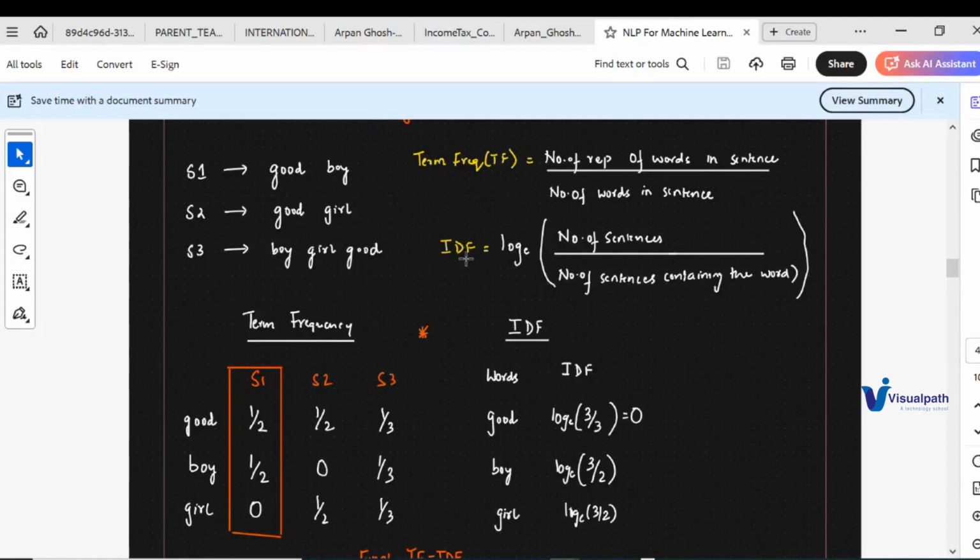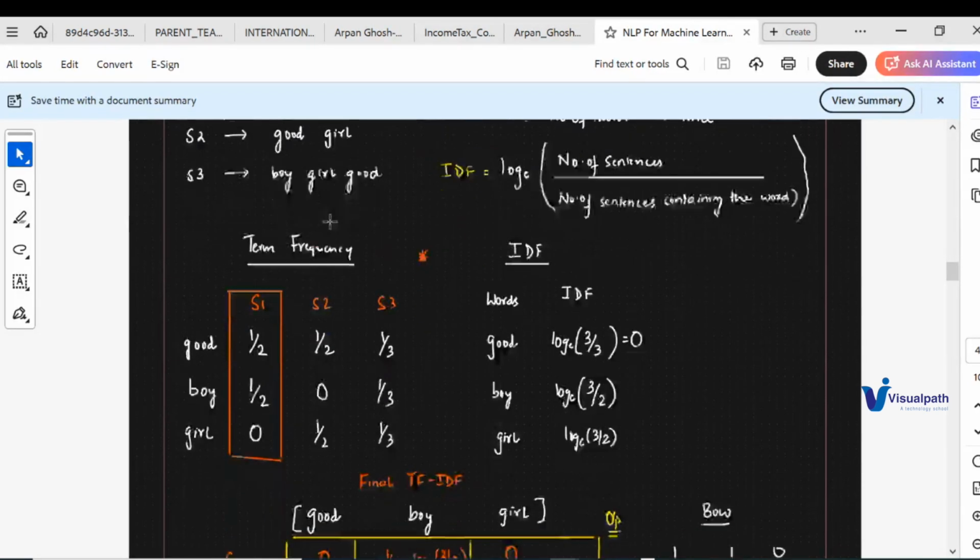Now, inverse document frequency, what are you calculating? Log of the number of sentences divided by the number of sentences containing that word. The number of sentences is 3. Now the word good is present where? In 3 of them. So log of 3 by 3, that is log of 1, which is 0. Now boy: the number of sentences is 3 and boy is present in 2, so 3 by 2. Similarly, girl is present in 2 of the sentences.